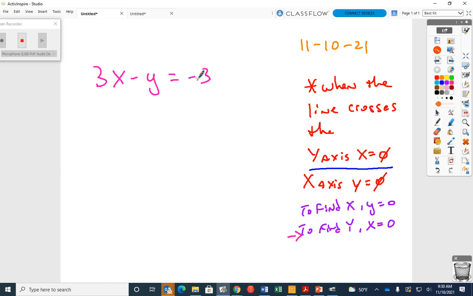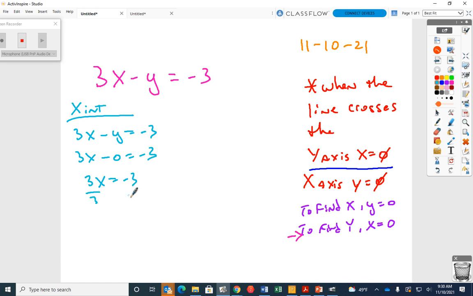Okay, Sam, can you help me find the x-intercept? So for my x-intercept, what do I have to do? Make y 0. Okay, so this is 3x minus y equals negative 3, which means 3x minus 0 equals negative 3, which basically means 3x equals negative 3, right? And then you divide each side by what? 3. And what does x equal? Negative 1. Do you guys agree? Very good. That's how we found our x-intercept.